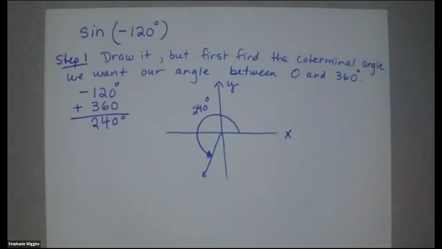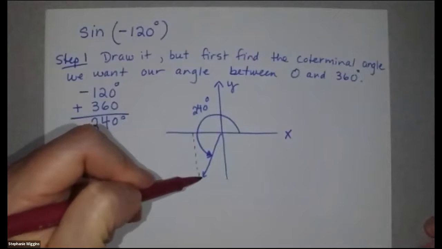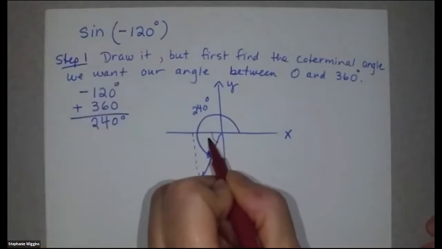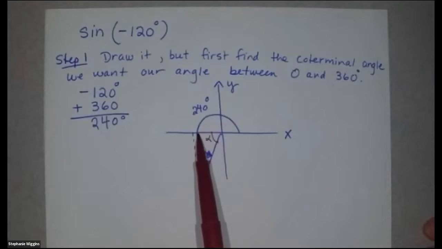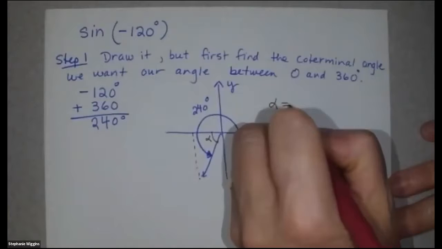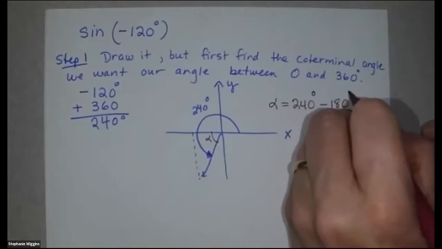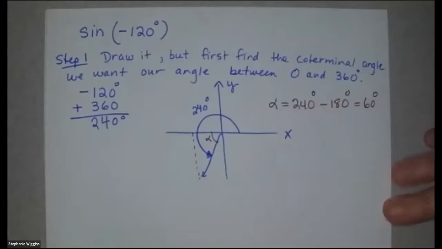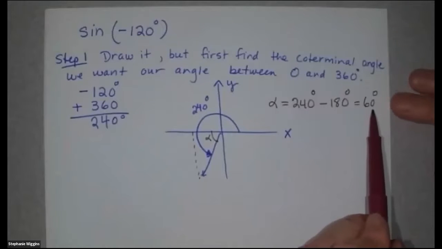So we want to find the reference angle, and if we drop a line down, this is my alpha here. So I'm going to take 240 minus 180, and that will give me the difference there, which is alpha. So alpha is 240 degrees minus 180 degrees, which is 60 degrees. That's my reference angle. Now the sine is going to, I'm going to wait. First I'm going to calculate for 60 degrees.